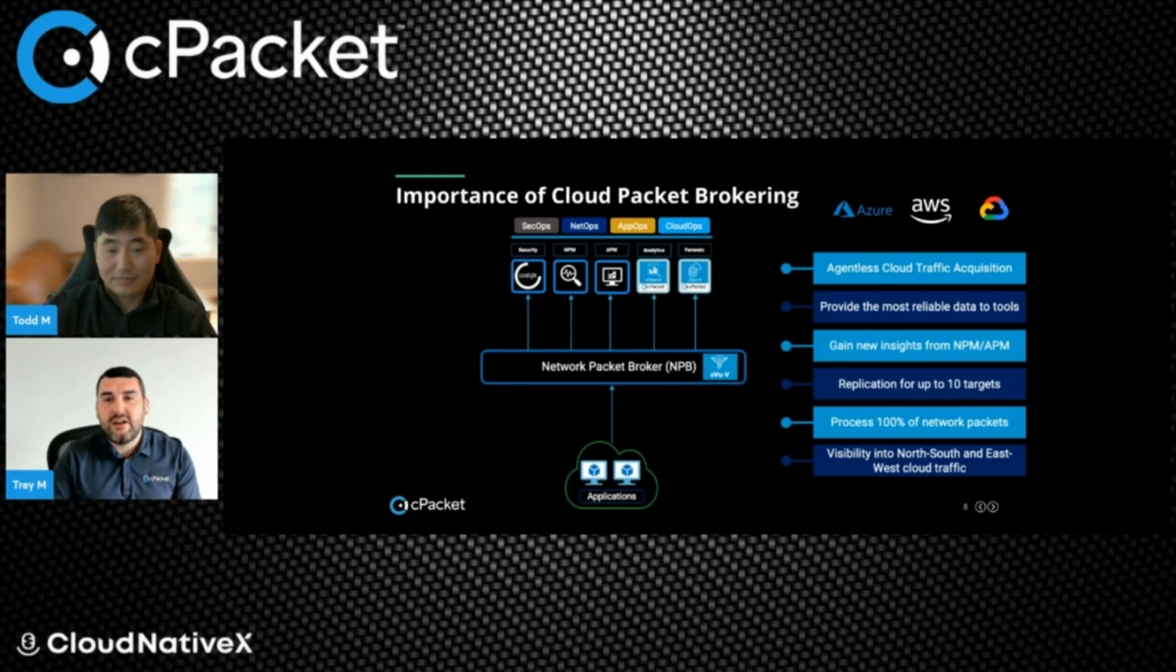And as Todd said, you can see there on the top right, we support the same major CSP vendors: Azure, AWS, and Google Cloud. So there's a lot of parity and cohesiveness with what we're doing at cPacket and what Corelight is also doing. So with that being said, I'll ask Todd to move to the next slide.